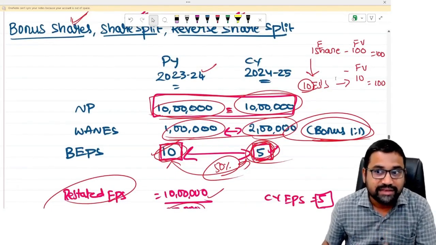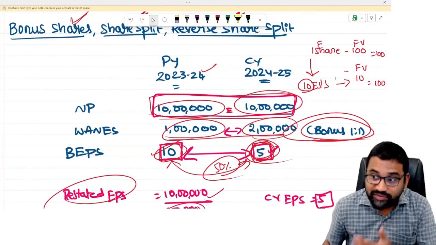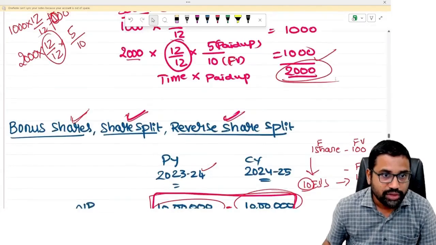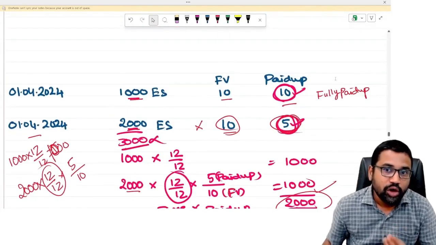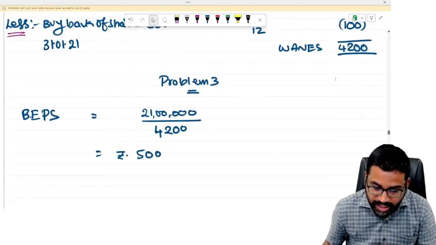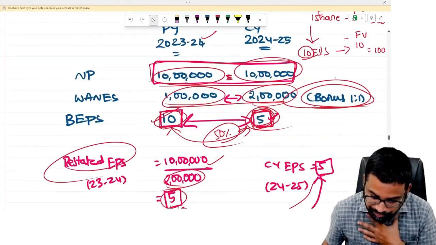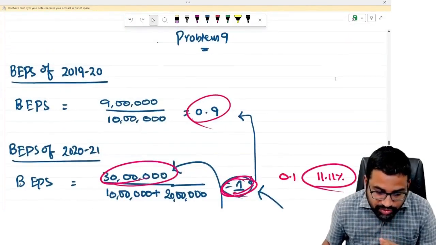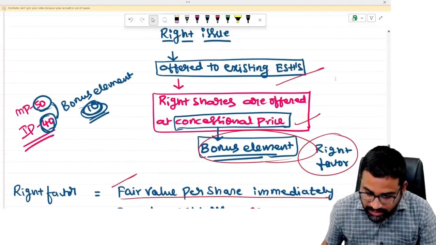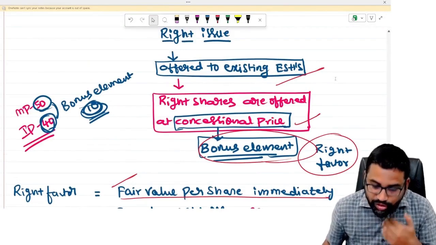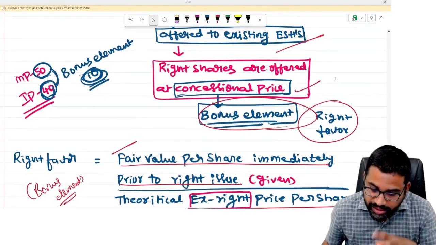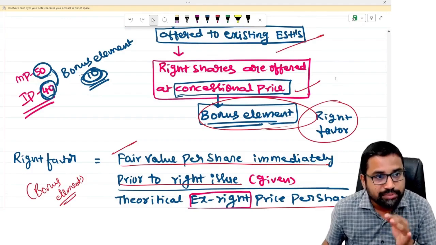If I discuss like that, it will become a normal class and it will take a lot of time to discuss everything. Okay. So I hope you already know something about this Ind AS, and I'm quickly revising all the important concepts. Okay. So in case of rights issue, what is the important thing, sir? In case of rights issue, we offer shares to the existing shareholders at a concessional price. So there is a bonus element.